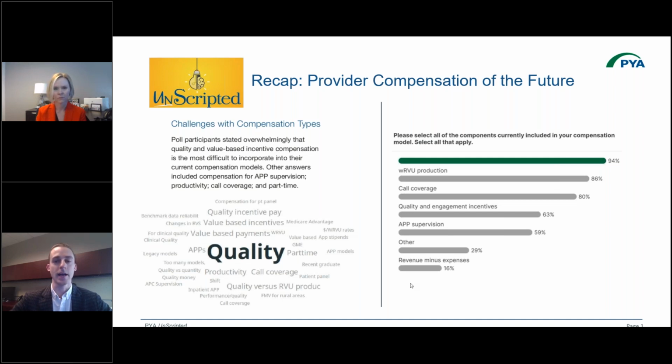If you look at the right side, we asked about components currently included in participants' compensation models. That first green bar is base compensation, so almost everybody uses that, but I want to point you to the quality and engagement incentives towards the middle of the bars. 63%, about 2/3, said that they currently include that component in their compensation models.